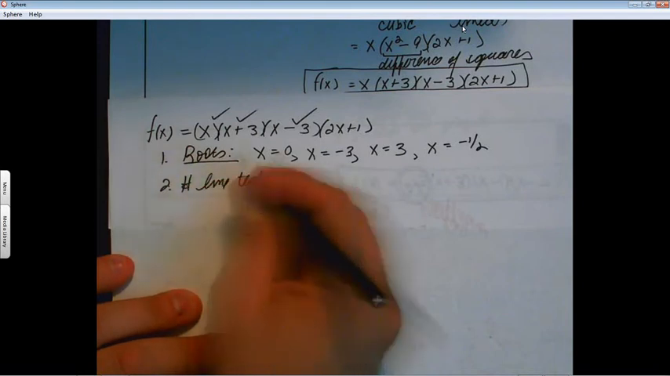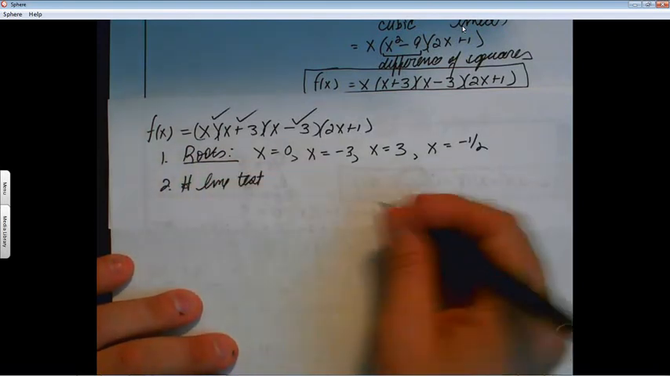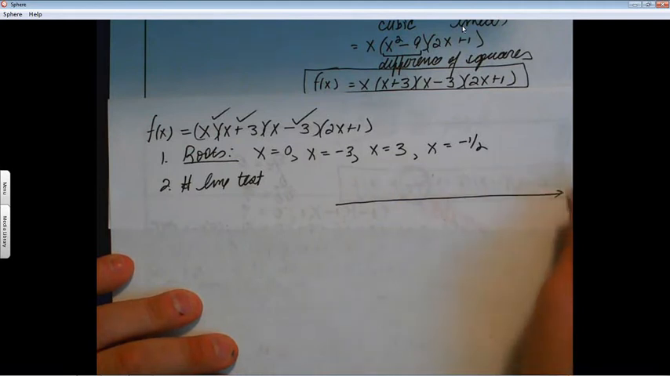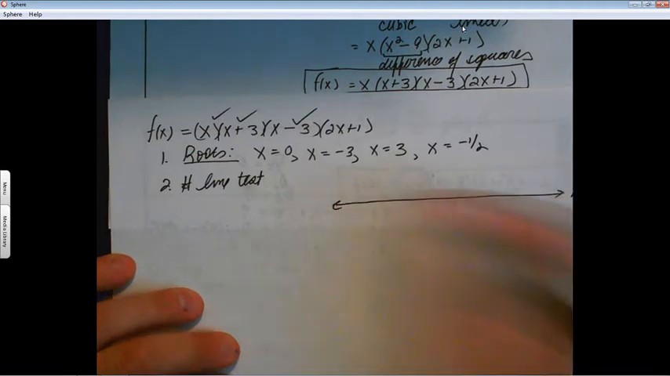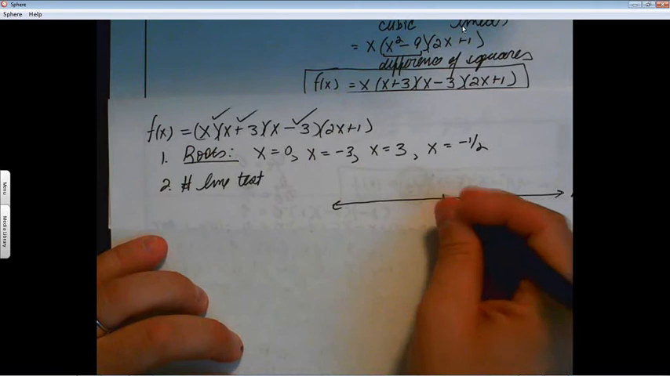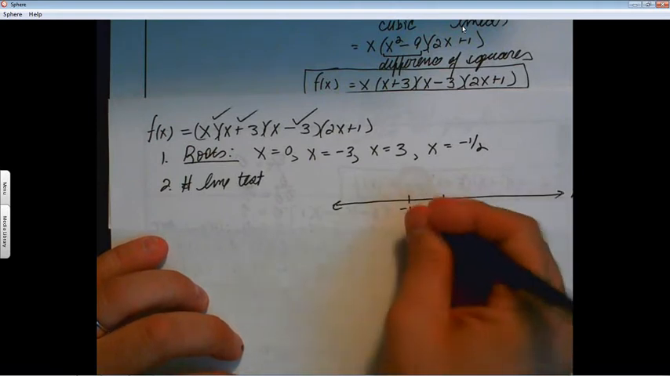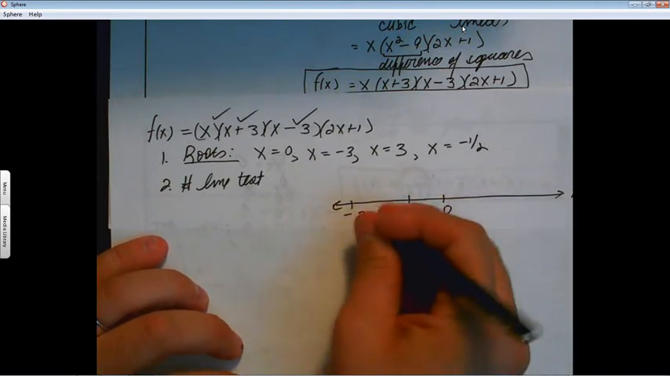What would make the factor x plus 3 equal 0? Well, that's x equals negative 3. What makes the factor x minus 3 equal 0? That's x equals 3. And what makes the factor 2x plus 1 equal 0? That'll be x equals negative 1/2. Those are my roots.